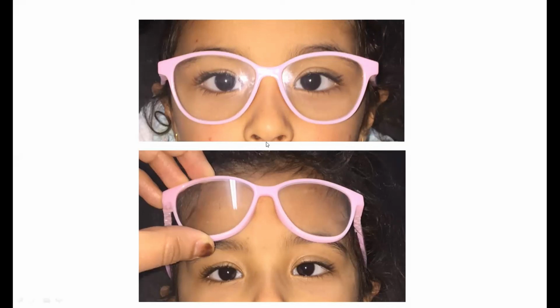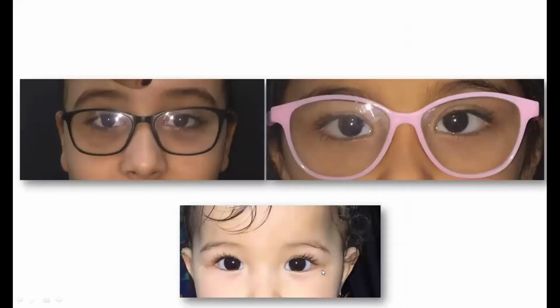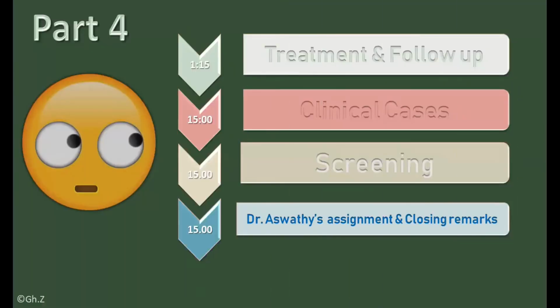So this child has some sort of accommodative esotropia in the left eye, and she also has amblyopia in the left eye, and she is a twin. I checked her sister and her younger sister, and both have refractive errors, and they are corrected accordingly. So you can screen on a lower scale by asking about the situation of siblings, and you may check them as well.